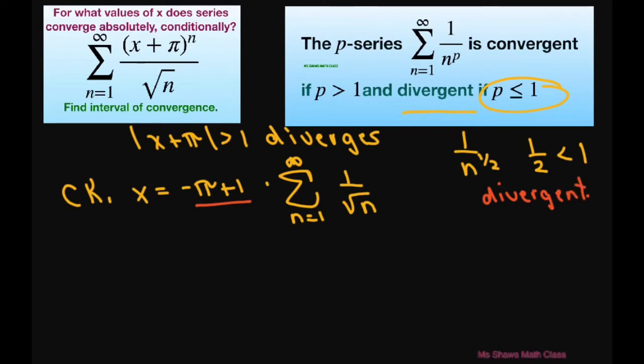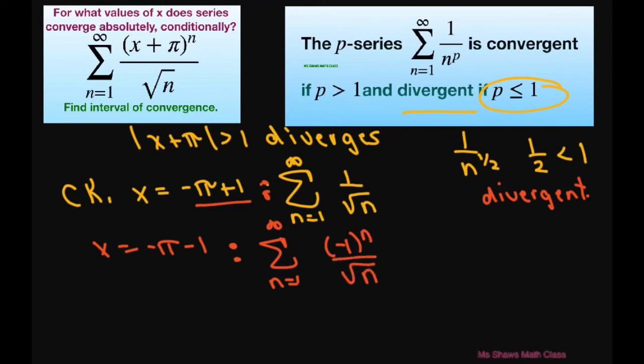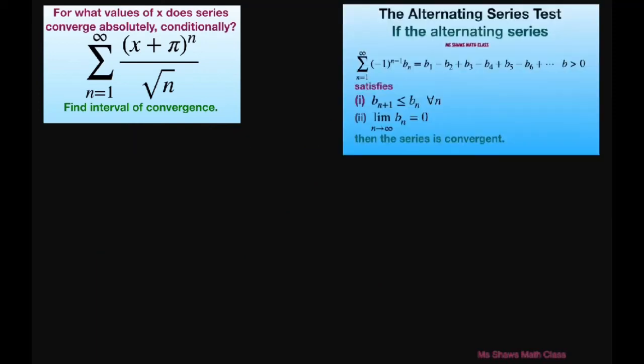All right. Now let's check for x equals negative pi minus 1. So that's going to be the sum from n equals 1 to infinity of negative 1 to the power of n divided by square root of n. Now, this does not converge absolutely, but we can use the alternating series test and look at that. So for the alternating series, we have the sum from n equals 1 to infinity of negative 1 to the power of n divided by square root of n.